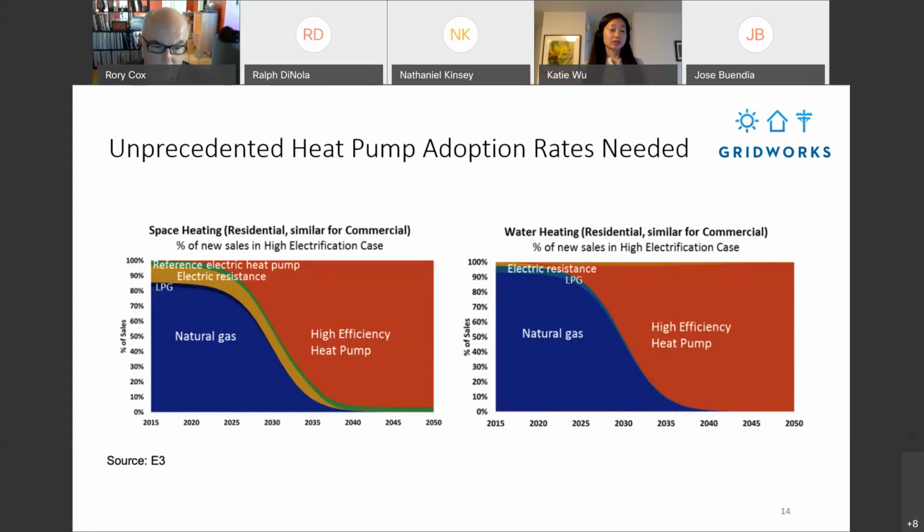So I wanted to start with the goal ahead of us. These figures are from E3's 2018 Deep Decarbonization Study. And if building decarbonization through electrification is the pathway to our 2050 goals, which the pool of incentives would suggest that it is, by 2030, 50% of new heating appliances need to be heat pumps, increasing up to 100% around 2040, 2045. And this level of market transformation is going to require creative thinking, innovative solutions, and new partnerships. Next slide, please.